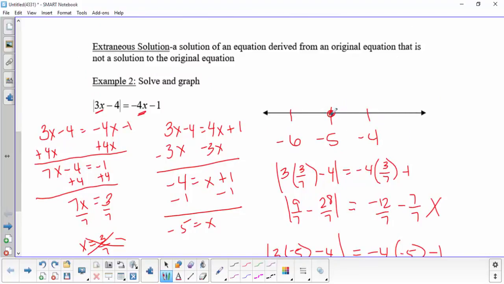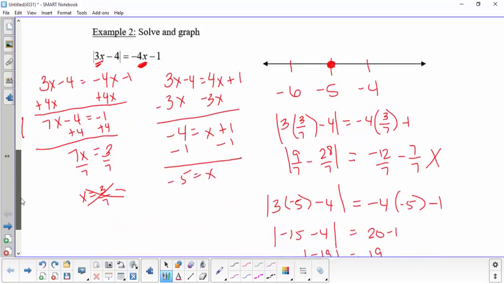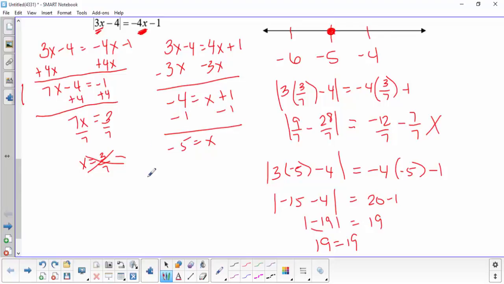So I put a point at negative 5 on my number line. Extraneous solutions happen, remember, when we have one x outside the absolute value and another x inside the absolute value. So when you see this at the start of the problem, make sure when you find your two solutions, you check both of them to see which one, if either or both, happen to work.